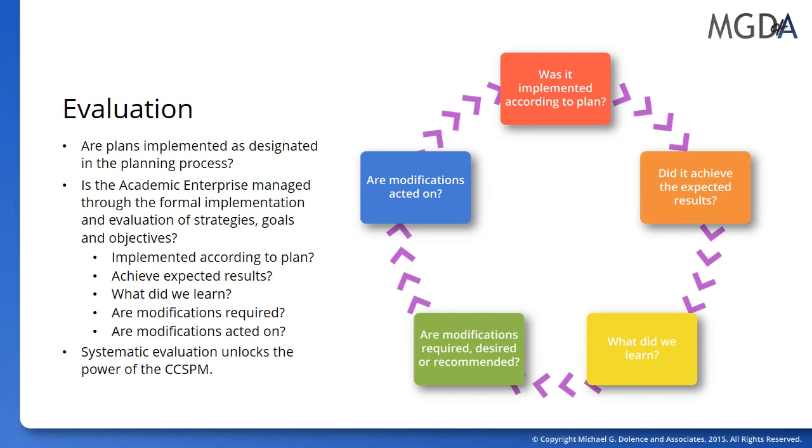Did it achieve the expected results? Meaning, were the SGOs completed and were the desired impact on KPIs realized? What did we learn from the implementation? Are modifications required, desired, or recommended? Are modifications acted upon? Systematic evaluation unlocks the power of the integrated planning and management process outlined in the CCSPM.